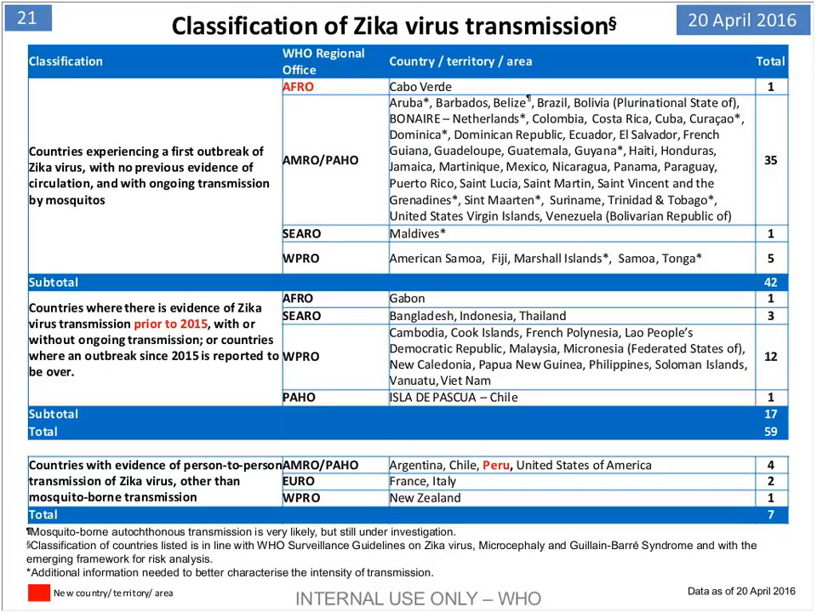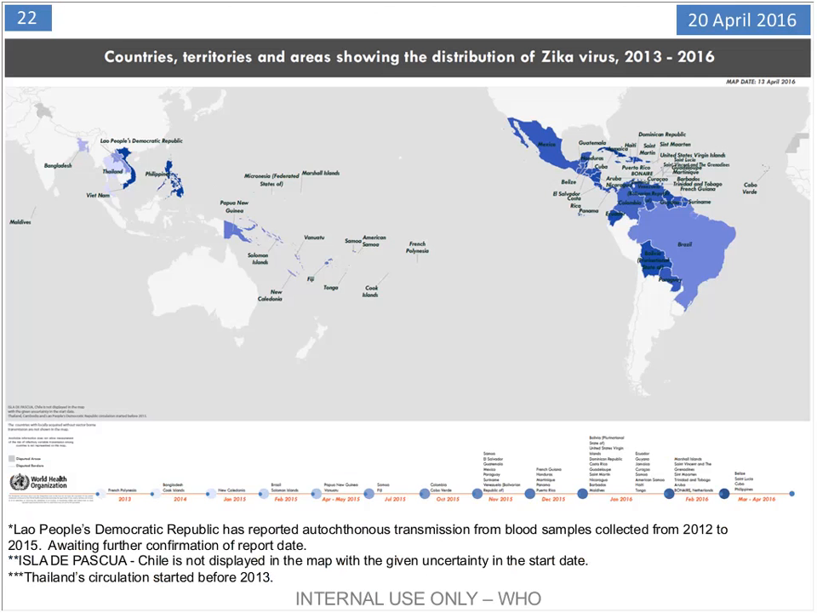So here is a table of all the countries, and basically I'd like to point you to the total number of countries, including those that were prior to 2015, and then also the current ones. It's a total of 59 countries. This is a very busy slide, but I would like to point out that Argentina, Chile, Peru, US, France, Italy, and New Zealand are the countries that are reporting person-to-person transmission. And these are areas where the Aedes aegypti is not proliferating or circulating.